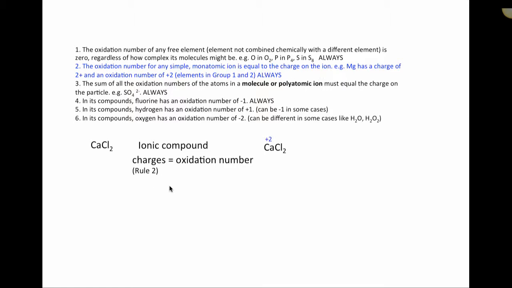So since I know that the charge of calcium is plus 2 because it's in group 2, then that's its oxidation number. And again, I know that chloride is a minus 1 because of it being in group 17. So the oxidation number of calcium is plus 2 and the oxidation number of chlorine is minus 1.